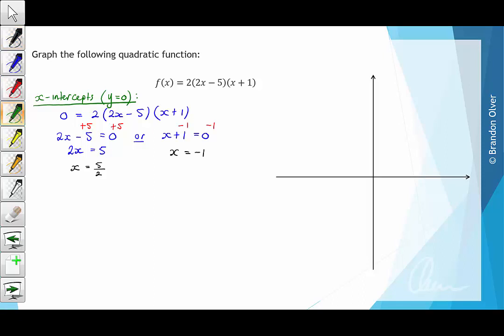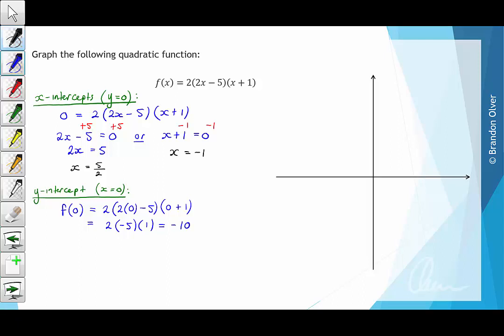So the next thing we can do is find the y-intercept by letting x equal 0. So in this case, we're going to have f of 0 is equal to 2 times (0 minus 5) times (0 plus 1). So we get 2 times negative 5 times 1, which is equal to negative 10. Therefore, y equals negative 10 is the y-intercept.